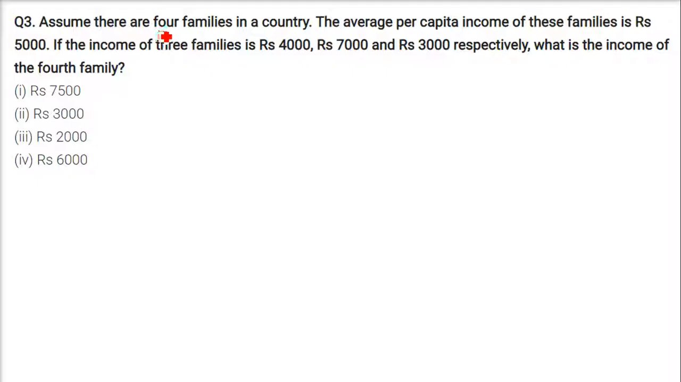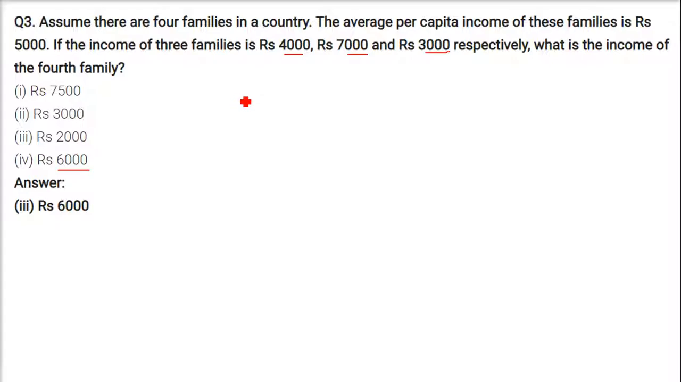Assume there are 4 families in a country. The average per capita income of these families is rupees 5,000. If the income of 3 families are 4,000, 7,000 and 3,000, what is the income of the fourth family? The answer is 6,000. Now how has this answer come?